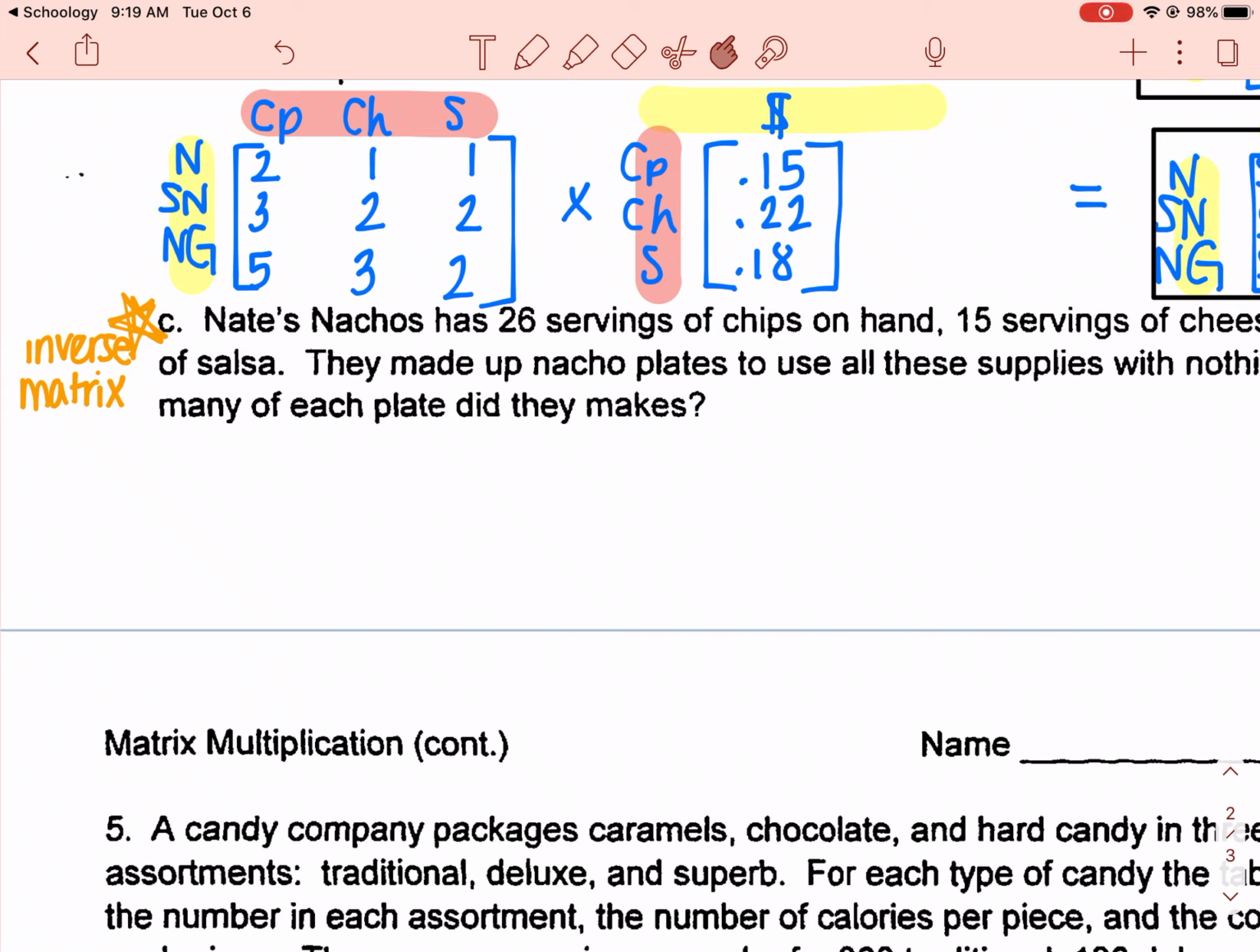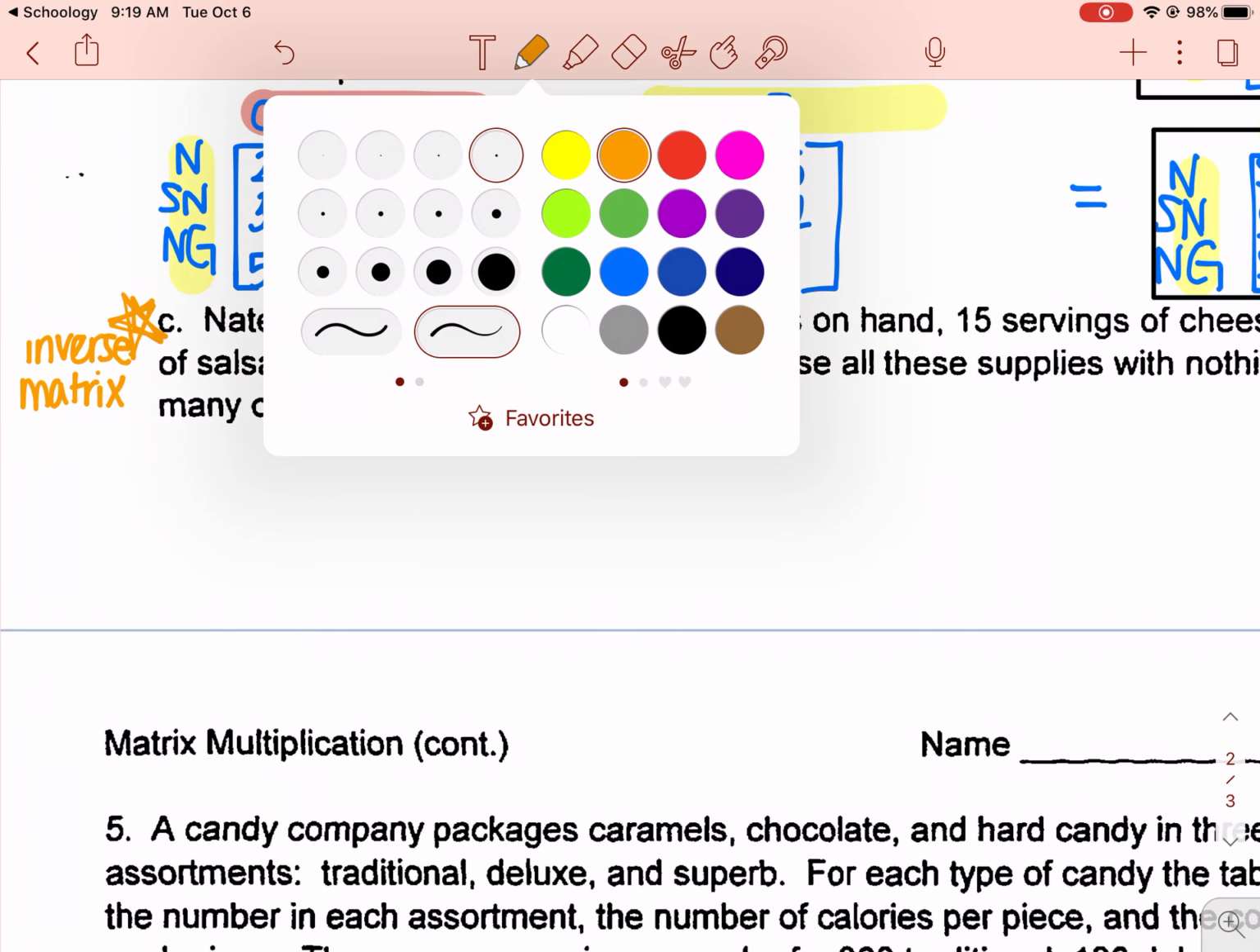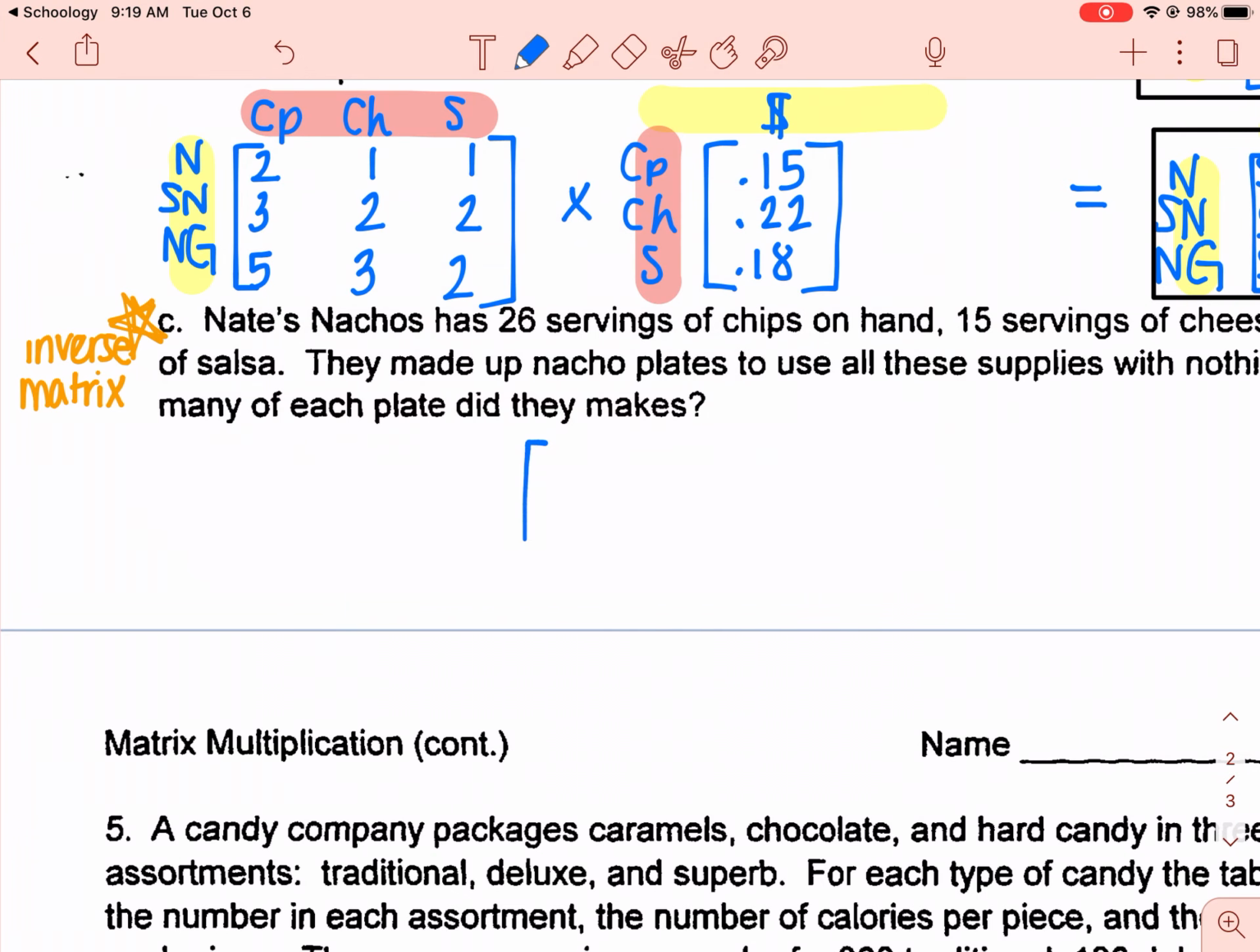So in the end, we are trying to find how many of each plate they made. One matrix that I'm finding, and I know this is going to be weird, is how many nachos, how many super nachos, and how many nacho grandes there are. And look at how I'm setting it up. It's part of my variables. Since this is a column, that means it needs to match up here. So working my way backwards: Nacho, super nacho, nacho grande.